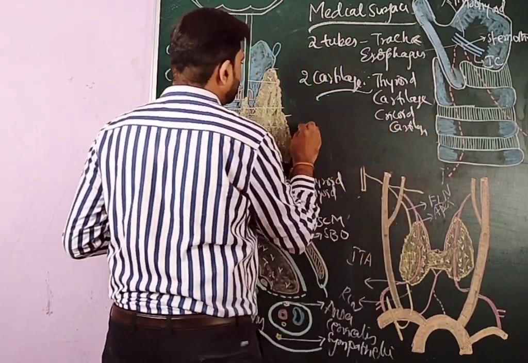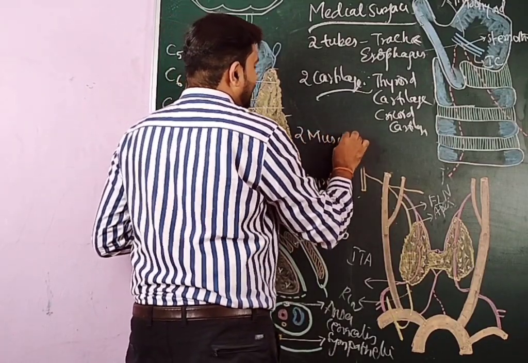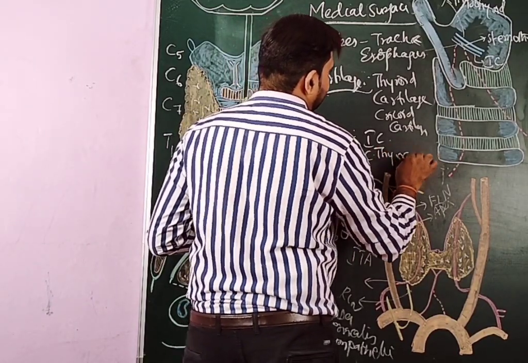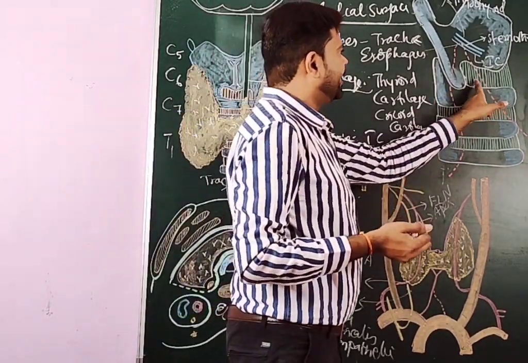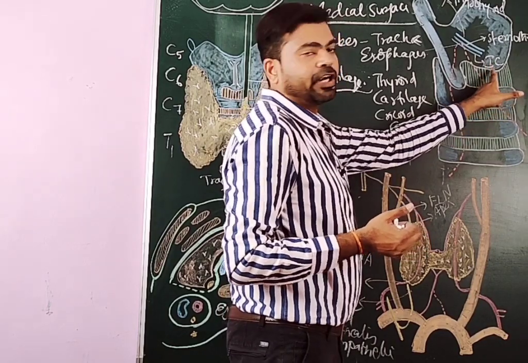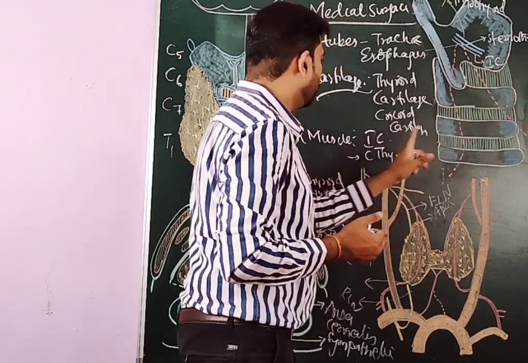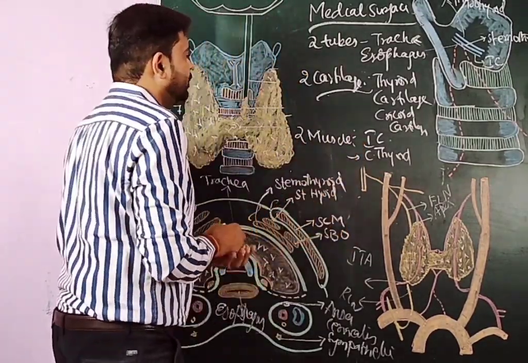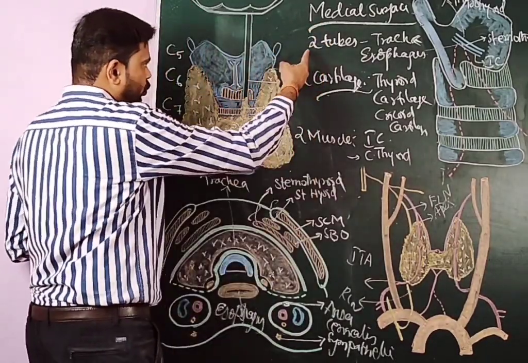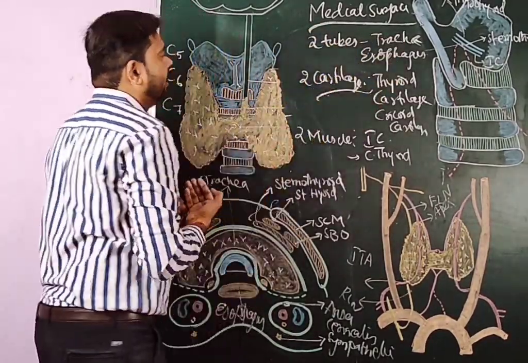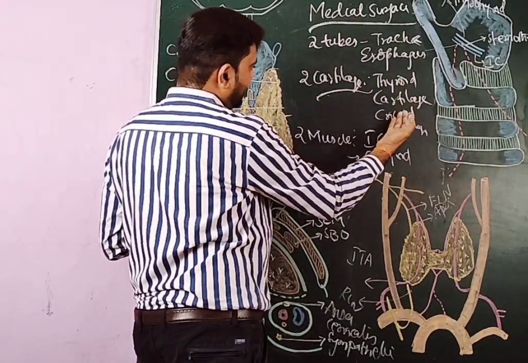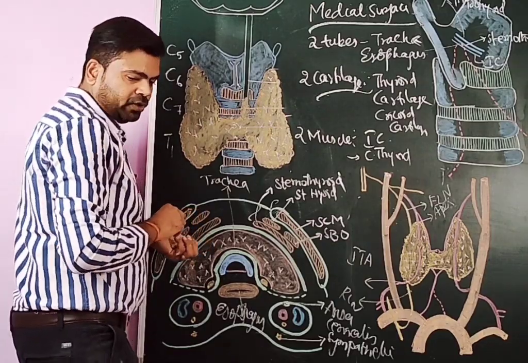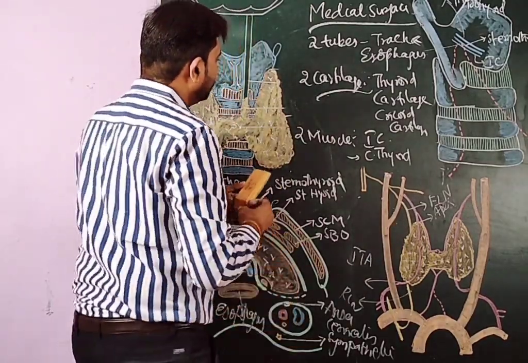And also you can see two muscles. Number one will be the inferior constrictor muscle and then the cricothyroid muscle. From the cricoid cartilage, the muscle arises and goes to the thyroid cartilage, that is the cricothyroid muscle. So the medial surface is related to the inferior constrictor and cricothyroid muscle. So the medial surface is related to two tubes, the trachea and esophagus, two cartilages, the thyroid cartilage and cricoid cartilage, and two muscles, the inferior constrictor and cricothyroid muscles. So this is about the medial surface.